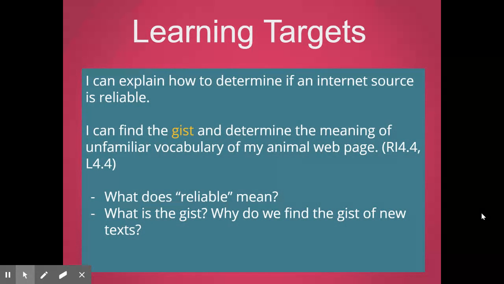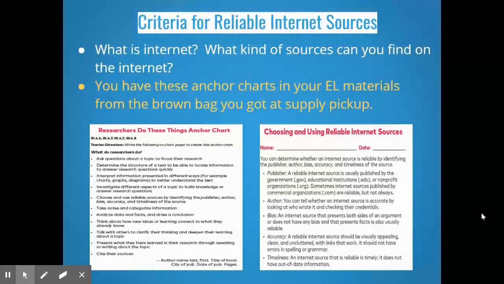So think about the word reliable. Reliable means you can depend on something. You can count on it. It works. It's got everything it needs. It's truthful. And then what is the gist? We know the gist is what information is about. And how do we find it? Well, we read it, we hear it, we think about it, and then we write it down.